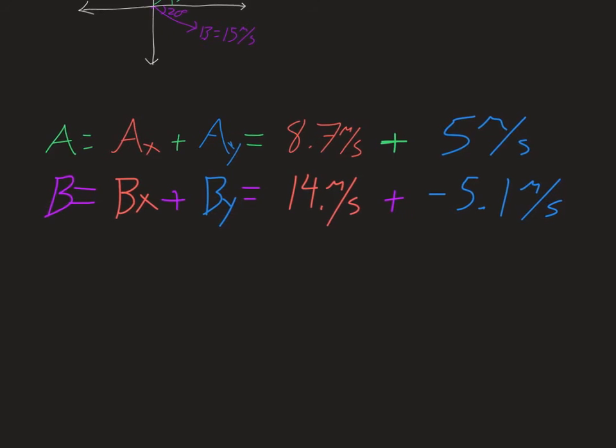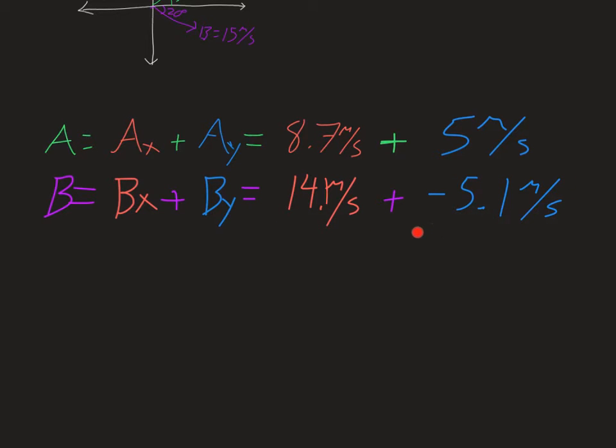Let's see if I can bring this in. There we go. That ends up looking like this. And so we have A of X was equal to 8.7 meters per second. A of Y was equal to 5 meters per second. Vector B, its X was 14.1. I left off the 0.1 meters per second, and a negative 5.1 meters per second.